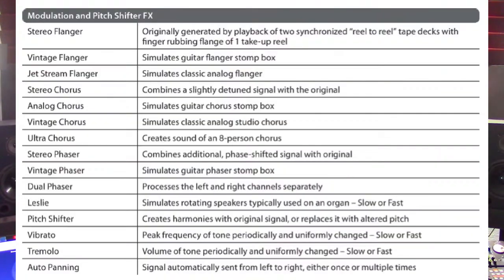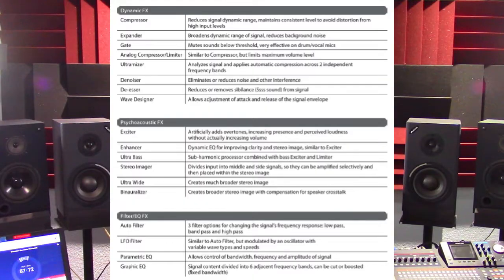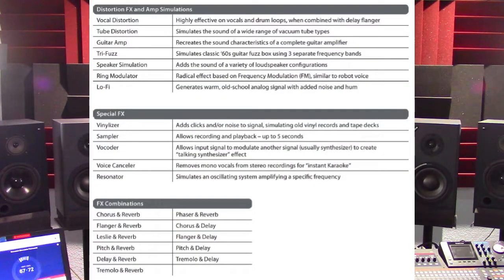The next group is modulation and pitch shifters. And on the screen now, you get a quick glance at some of the effects that make up this specific group. Next is dynamic, psychoacoustic, filters, and EQ. Now in this list, pretty interesting, gives you an idea of the personality makeup of this particular group. Last but not least is the distortion and amp simulation, special effects, and effects combinations group. Here you get to check out a quick list of what makes this group what it is.